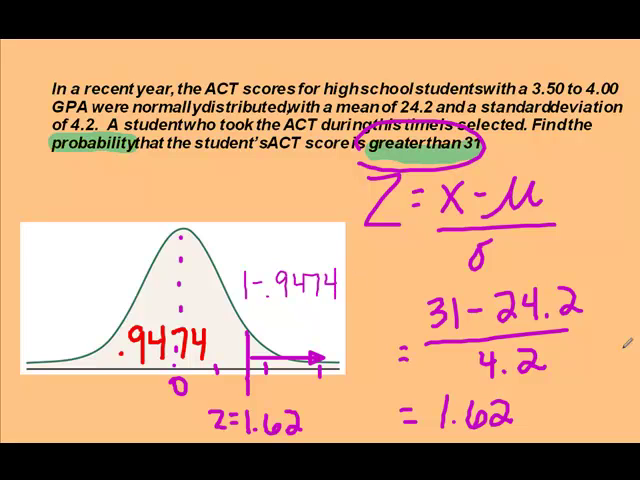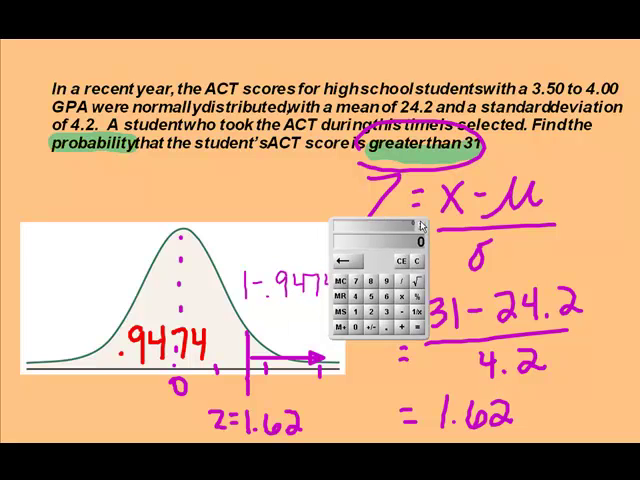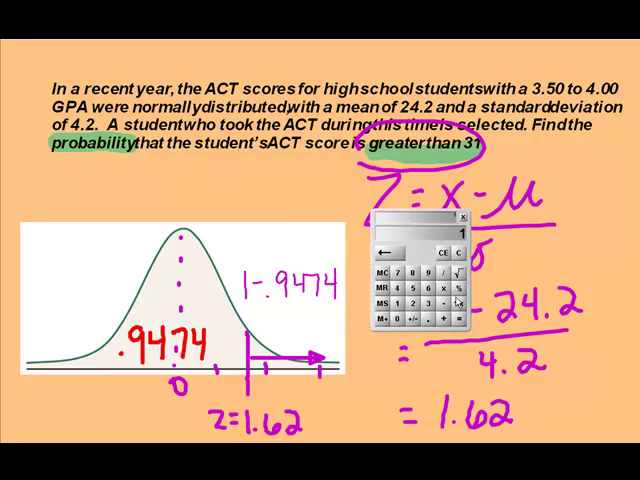So what's the probability of getting a score that's bigger than 31? Well, for those of you who have taken the ACT, you know those odds are pretty small. In fact, they're just about 5%, 0.0526. So 5% of the population gets a score better than 31. I hope it was you.